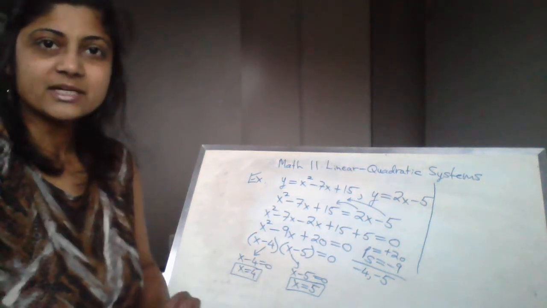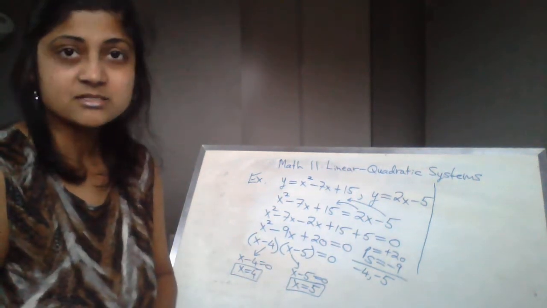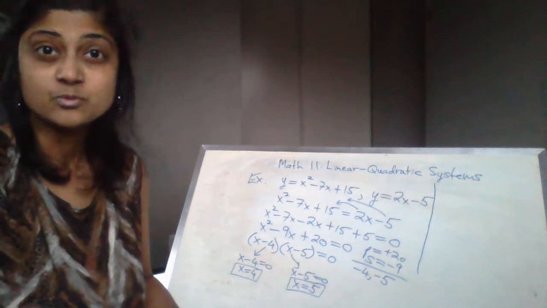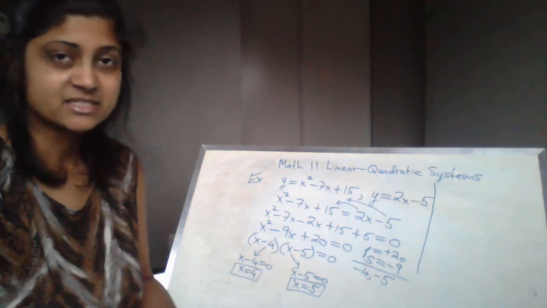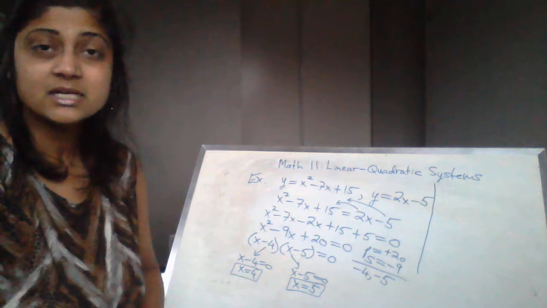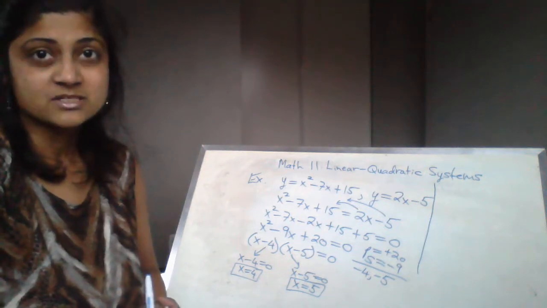Okay, so again, some students will stop here. No, we can't stop here. These are only the x coordinates of the 2 points of intersection in this case. What I have to do is take each of these points and plug it back into one of the equations.